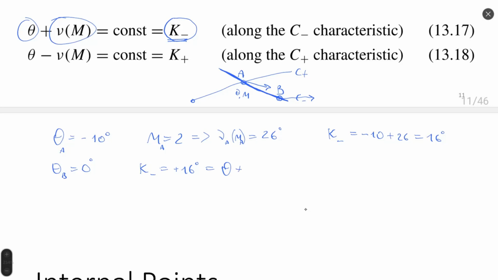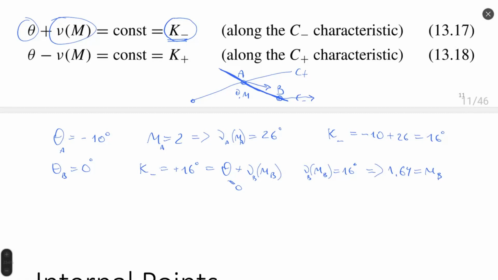It will be also theta plus nu of M at point B. Theta in our case is 0, so nu at point B, which is a function of Mach number at point B, is 16 degrees. So let's see what would be the value. I'm looking in Appendix C for the value of Prandtl-Meyer function close to 16 degrees, and I find that this Prandtl-Meyer function corresponds to Mach 1.64 approximately. 1.64 is the Mach number at point B. Okay, this is the calculation.